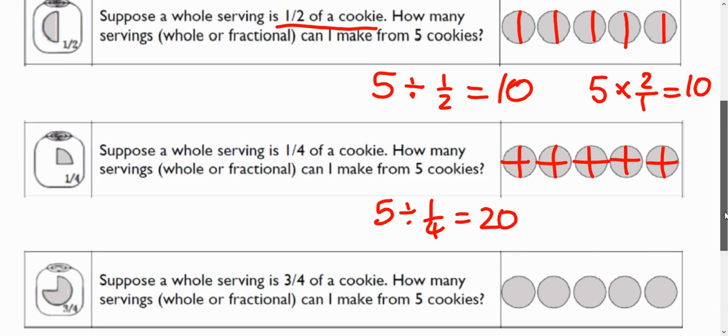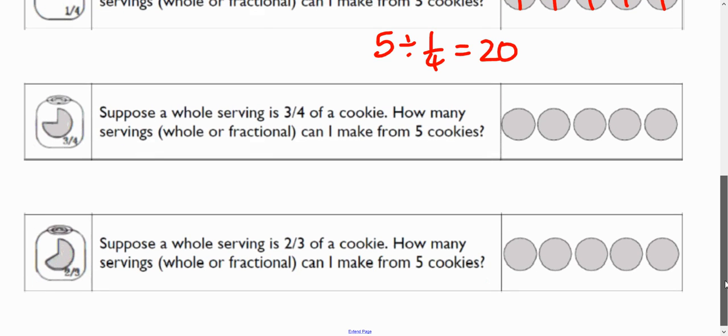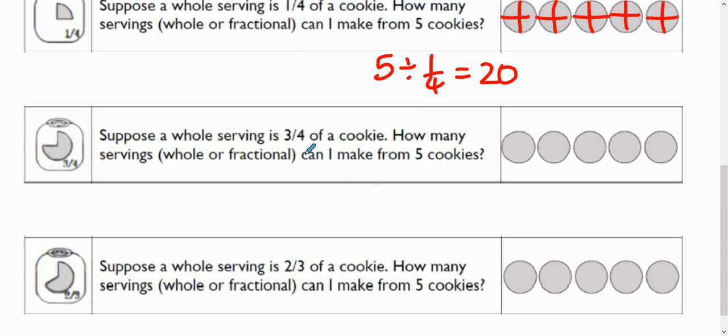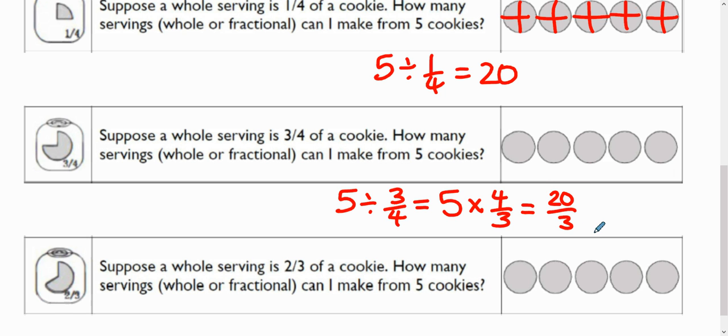So then things get a little bit weirder because now you're thinking, well, wait a second here. What is 5 divided by 3/4? And you're like, well, I don't know how that works. I know that division turns to multiplication and we take a reciprocal, and so we get 20/3. And 20/3, that's 6 2/3.